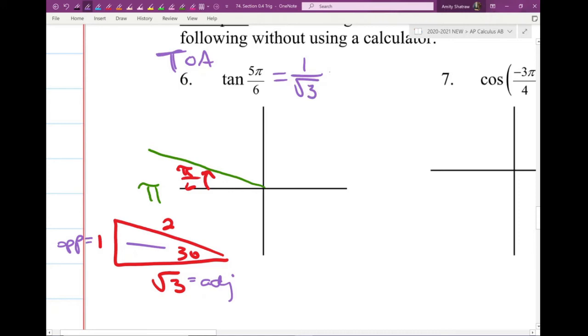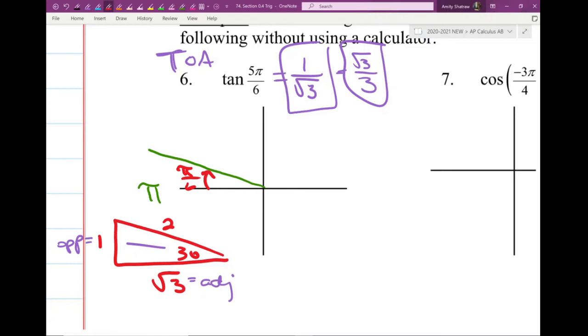Now, yes, if you rationalize the denominator, you'll get the square root of 3 over 3. But I'm going to stick with 1 over the square root of 3 because I'm allowed to on the AP exam. No stress about rationalizing. But what did I forget? What was the most important part? And I'm sorry, I do tend to forget.